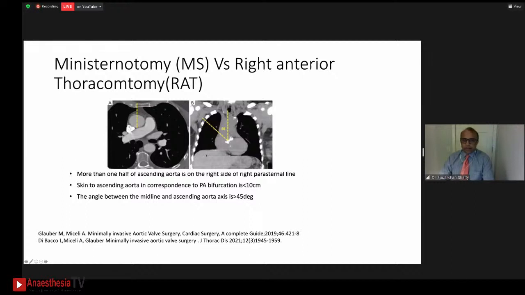Here are a couple of images from a pre-operative CT scan. There are a few criteria that the surgeons use to decide if the patient is suitable for a right anterior thoracotomy. If more than half of the ascending aorta is on the right side of the right parasternal line, and the skin to ascending aorta distance at the PA bifurcation is less than 10 centimeters, or the angle between the midline and the ascending aorta axis is more than 45 degrees. In a sense, what they're trying to see is, if they do a right anterior thoracotomy, how easily can they access the ascending aorta and the aortic valve?